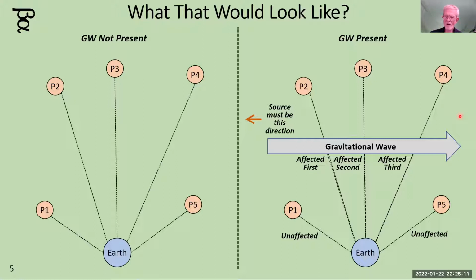This lets us know several things. One is, if it hits P2's time of arrival first, and then P3, and then P4, we know it's going from P2 across over to P4. And if it does not affect P1 and P5, we know that distance from the Earth, it's out farther than P1 or P5, but not farther than P2, P3, or P4.